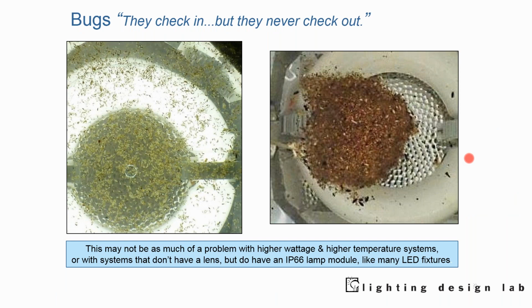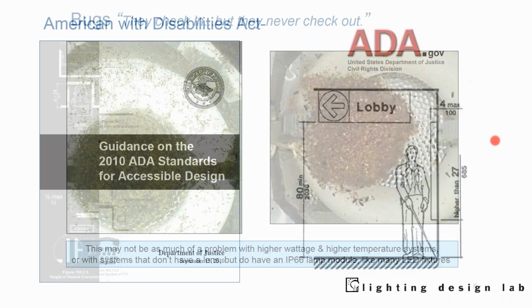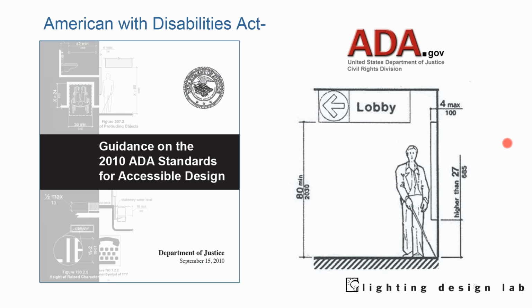So bugs, right? We can see bugs getting into fixtures. That would be a solid, and so you might wonder about your gasketing. It's interesting, even though something may be IP66, it still may allow bugs to get in. Not sure how that works.